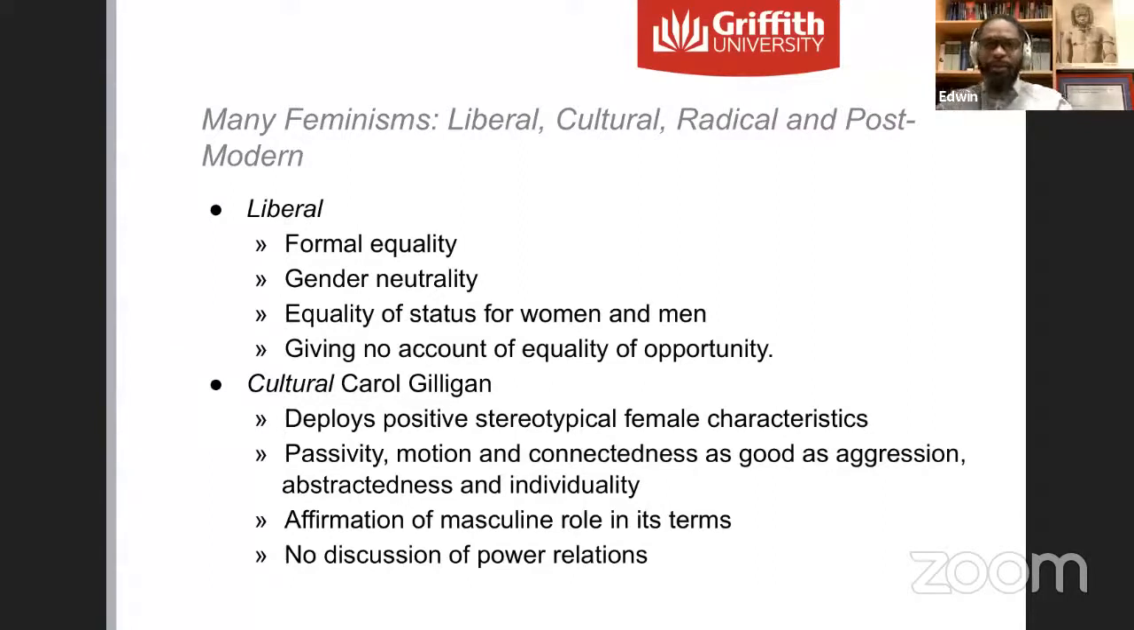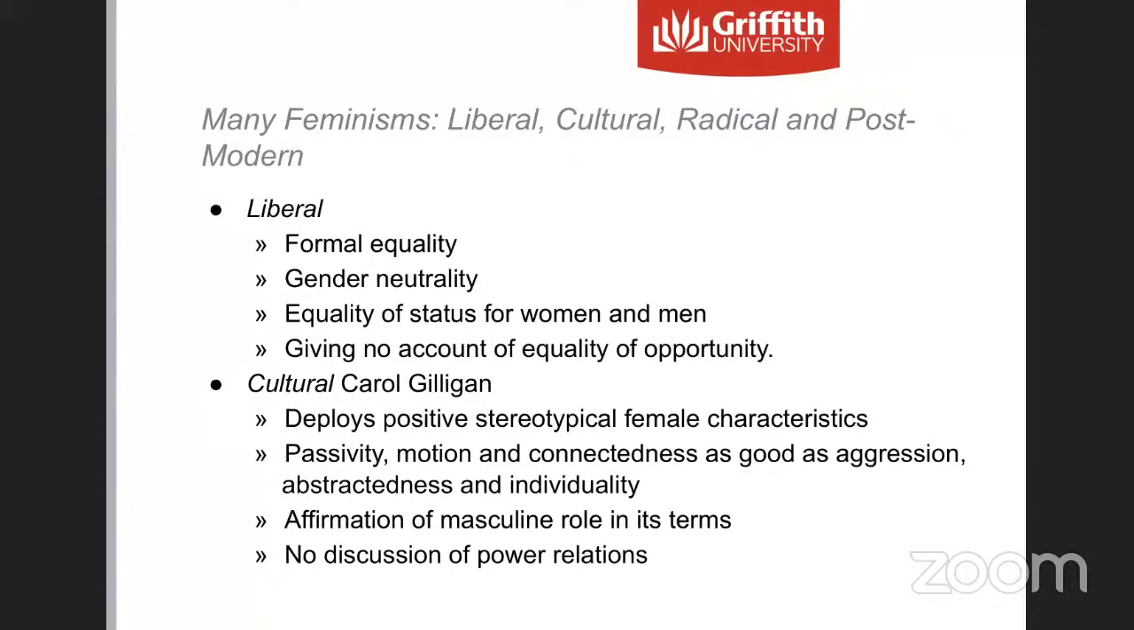So there are many feminisms, and I'm going to start with the Western feminisms, and then go to Black feminisms, and then go to African feminism. So that is the thematic approach I'm taking to this.